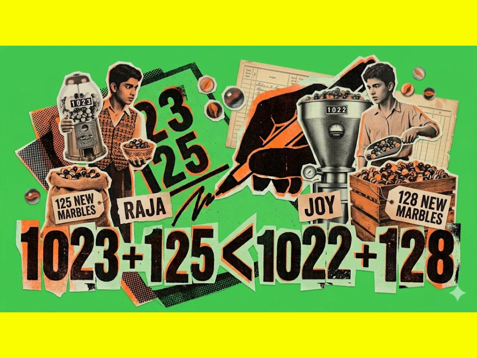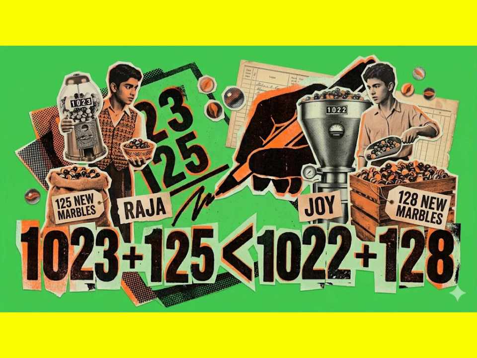But what if we need to compare two large expressions? Do we always have to calculate the final value? Not at all. Let's look at this situation. Raja has 1023 marbles and gets 125 more today, making his expression 1023 plus 125. Joy has 1022 marbles and gets 128 more today, giving him 1022 plus 128.